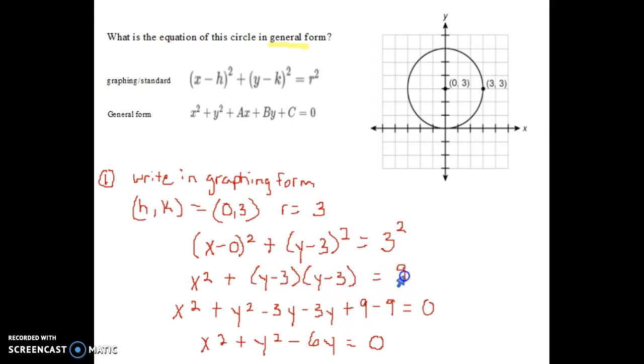Now I'm going to bring this over, set it equal to 0, subtract 9 from both sides, and now I'm left with x squared plus y squared. Combine these terms, minus 6y, and then 9 minus 9 is simply 0, right? So that goes away, and that's equal to 0. So this is my equation given the graph in general form.